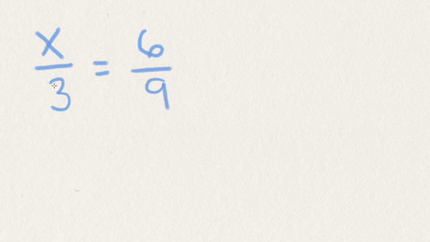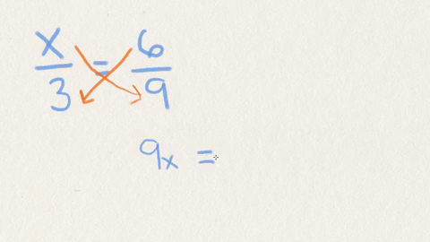And all cross multiplication means is we're going to take the numerator of one of the fractions and multiply it against the denominator of the other fraction. So we're going to take the x and multiply with the 9. And then we're going to take the numerator of that same fraction and multiply it against the other denominator. So all that means here is that is 9 times x, or 9x, and then we keep the equal sign, and then we do 3 times 6, which is 18.